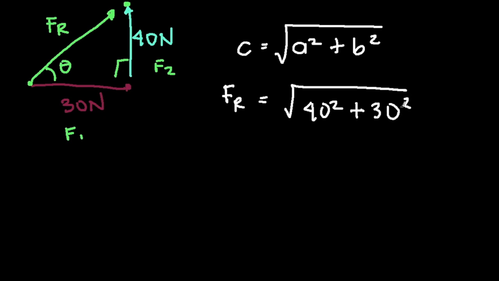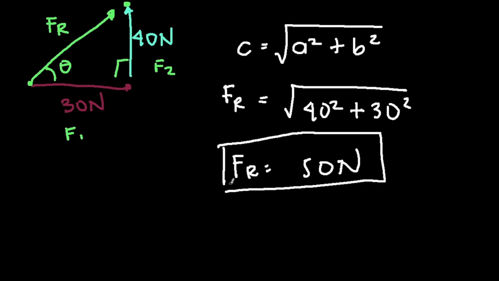Getting the square root of 40 squared plus 30 squared, we have 50. So FR should be 50 newtons, or the resultant force should be 50 newtons. If you're familiar with a 3, 4, 5 triangle, this should make it 50 newtons. So the next question is the direction. Since a vector should have a direction, the resultant force should also have a direction, but we only have the magnitude.